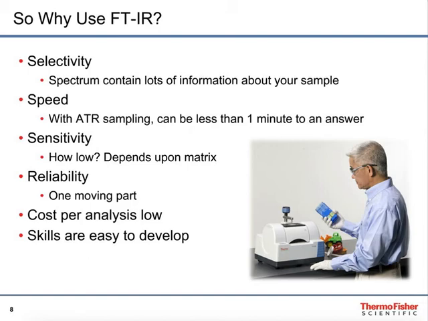So why use FTIR? First of all, selectivity. As I mentioned earlier, the molecules absorb at well-defined frequencies. Different molecules absorb at different frequencies, so the spectra are slightly different or very different so that you can identify the materials. You can sample very quickly on an FTIR. You can go from having an unknown to having a final identity in less than a minute when using an ATR, a sampling device we will discuss in a later seminar.